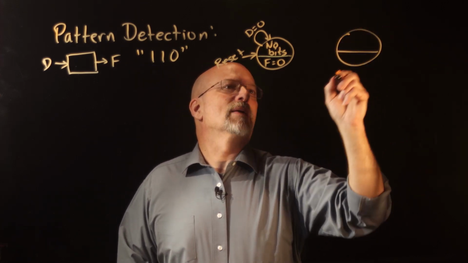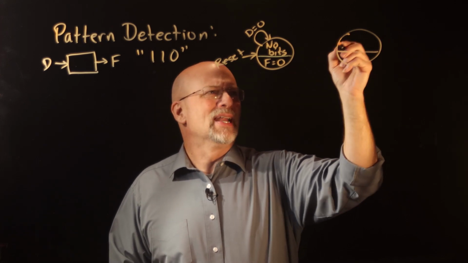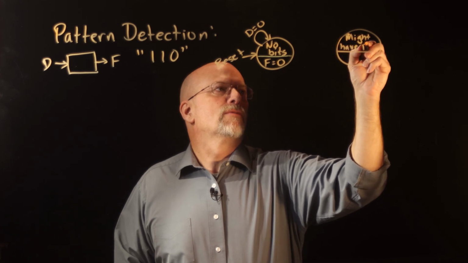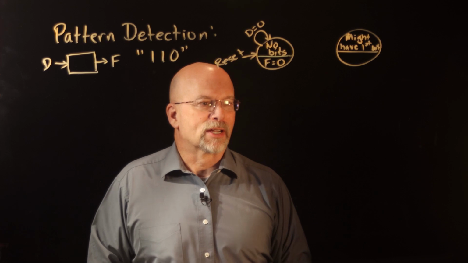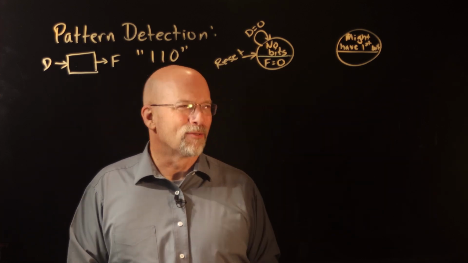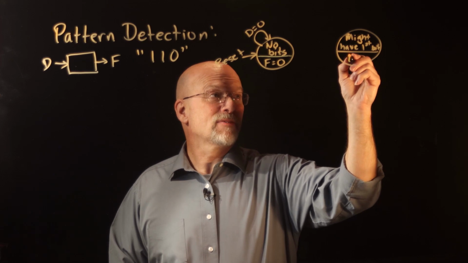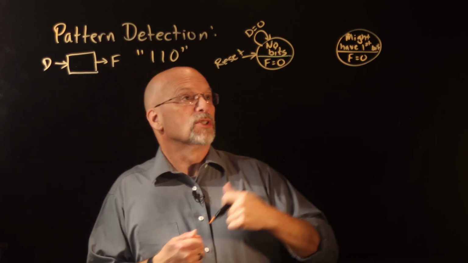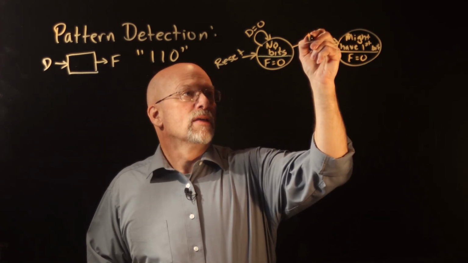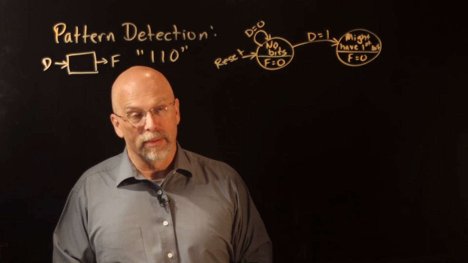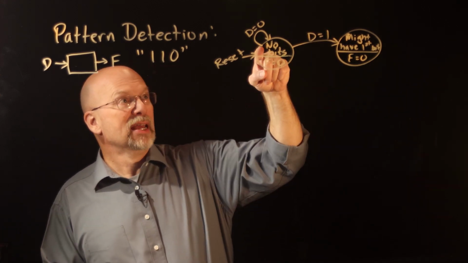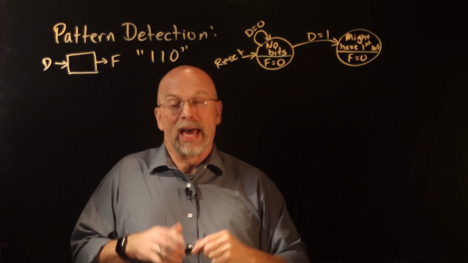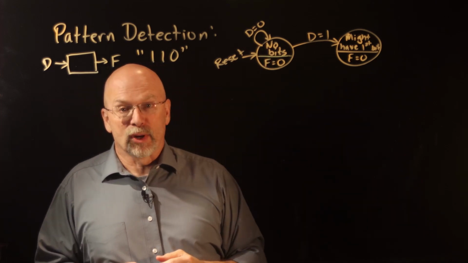Now, I'm going to give this new state a kind of a long name: might have first bit. I don't know if I could quite fit that in there, but I said it, so hopefully you know what I've written in there. I might have the first bit. F still has to equal 0 because we don't know if we've received the sequence yet. But if we receive a 1, this 1 might be the first bit of the pattern. All right. So I've got my D equals 0 and my D equals 1.